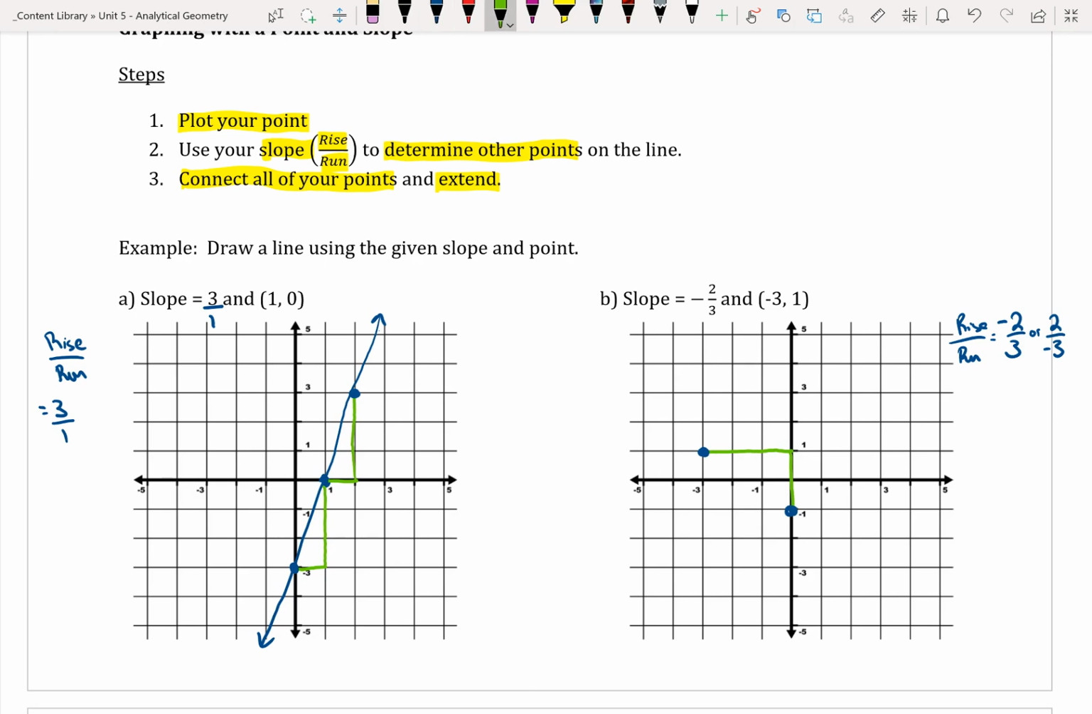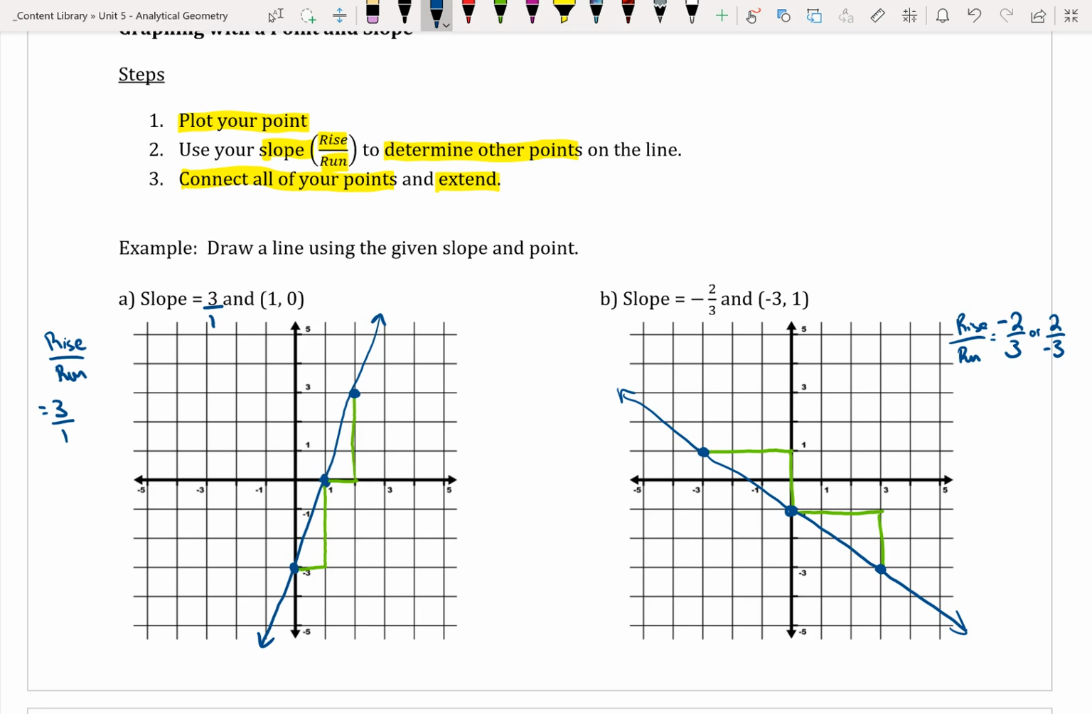From here on, again, I'm going to go over 3, down 2, and plot my next point. Now I've drawn all the points that I can on this grid, so what I'm going to do is connect the lines as best as possible. Again, you want to make sure you put the arrows to show that it continues on forever, and to use a ruler when you're drawing your line.